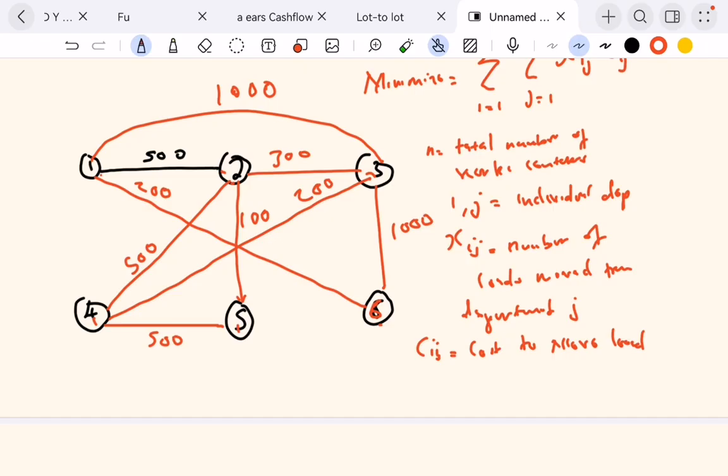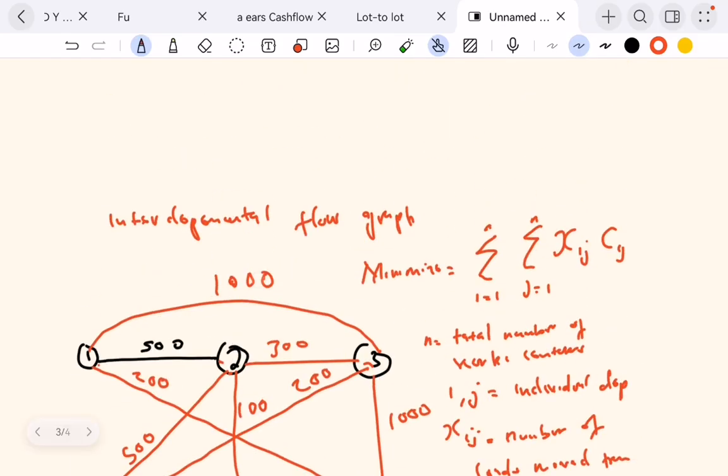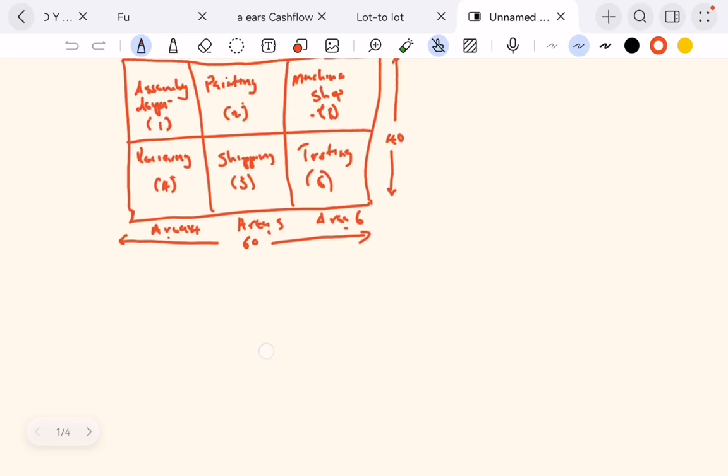So I was asking, what is the charge going in between, I mean, just across departments? It's 100. Remember, from the question here, it says the cost of transporting and handling materials from department to department direct is 100. So here there's direct between 5 and 2, it's 100.